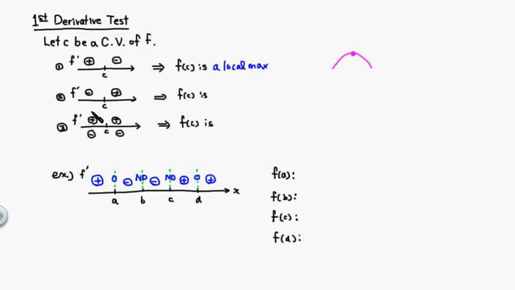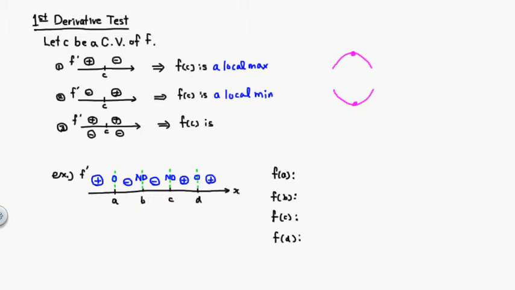For the second case, if the first derivative goes from negative to positive, which means that the original function is decreasing before C, after that it's turned into increasing, and we're looking at that point right there. So we know that f of C is a local minimum.